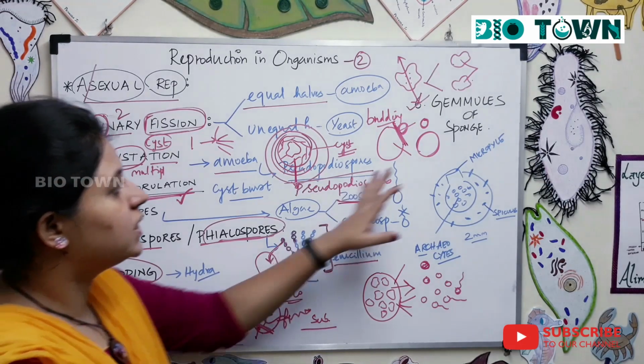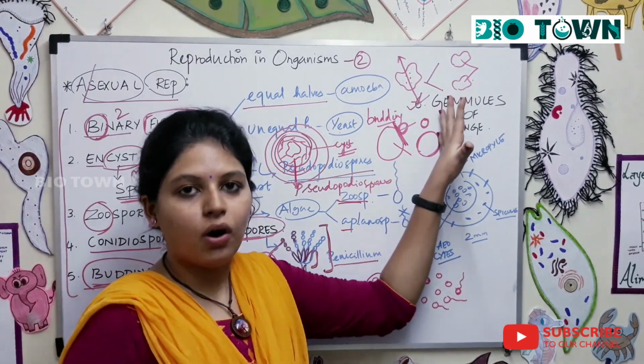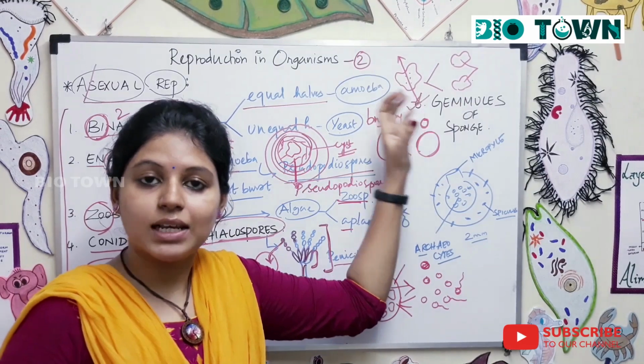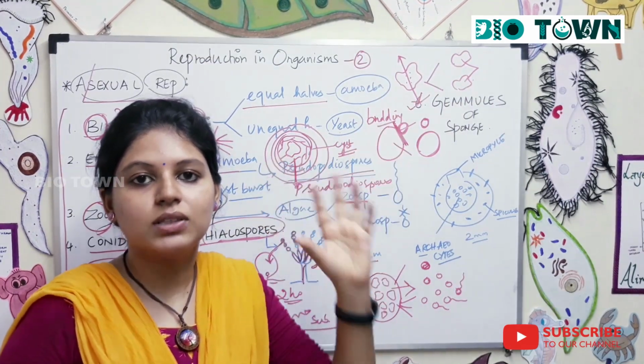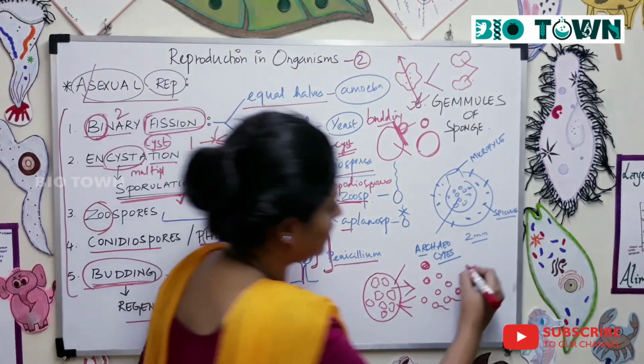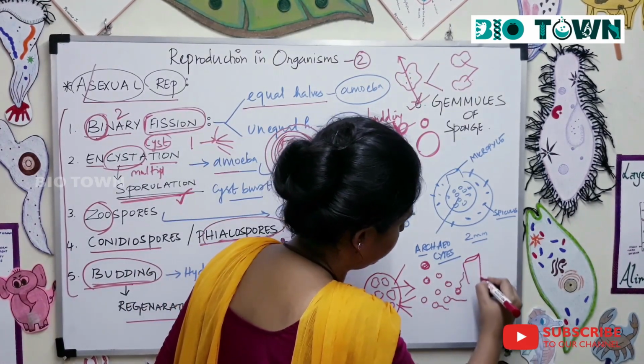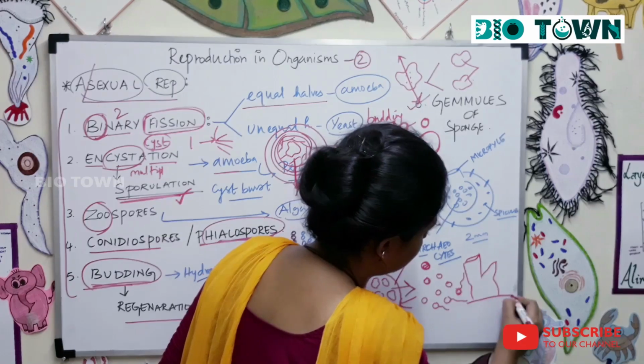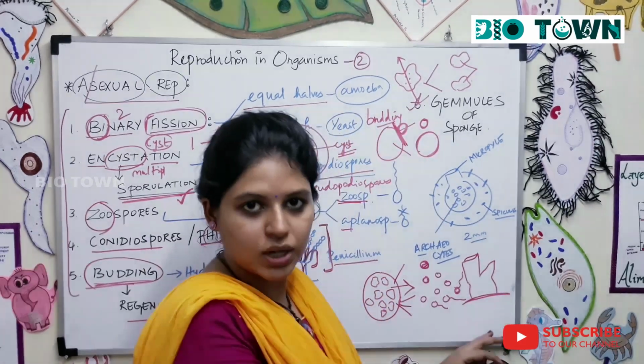Alright, and now the 6th type is sponge. It undergoes an asexual reproduction called gemmules. So you call it gemmules of sponge. Now what happens? There is a sponge. It belongs to porifera, right? So there is a sponge and it has been attached to the substratum, right?